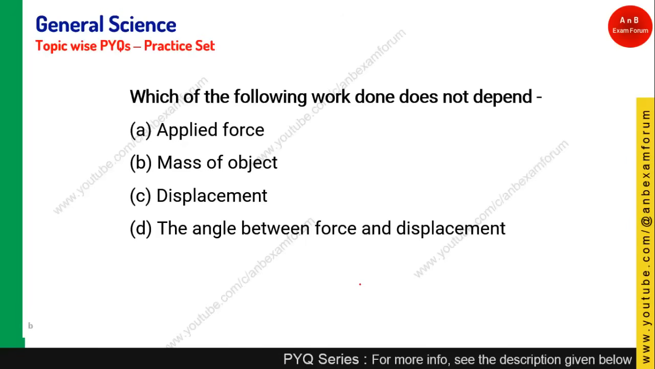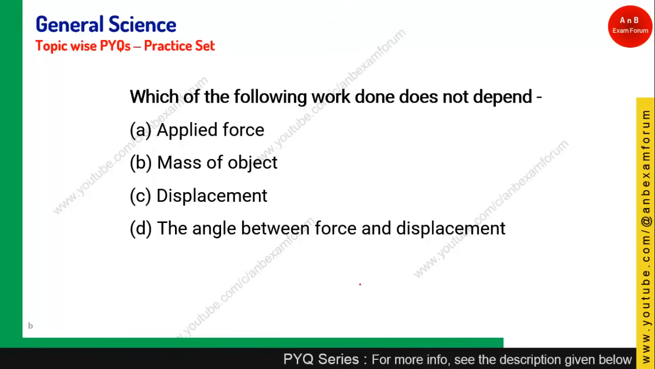So the first question on your screen: which of the following does work done not depend on? These are the options: applied force, mass of the object, displacement, the angle between force and displacement. A very simple one, and if you know the concept related to work, you can easily answer this question. Those who have given option B, mass of the object, they are right. Work done does not depend upon the mass.